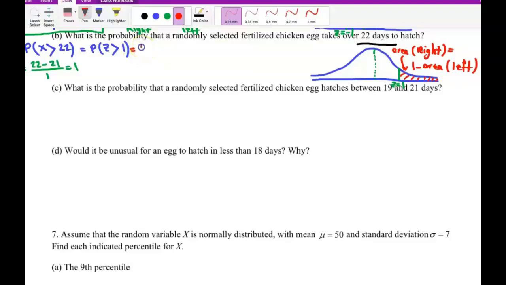So that is equal to 1 minus area. So this is area to the right. Here is area to the left. So 1 minus, use table z equal to 1. The area is 0.8413, and that is equal to 0.1587.